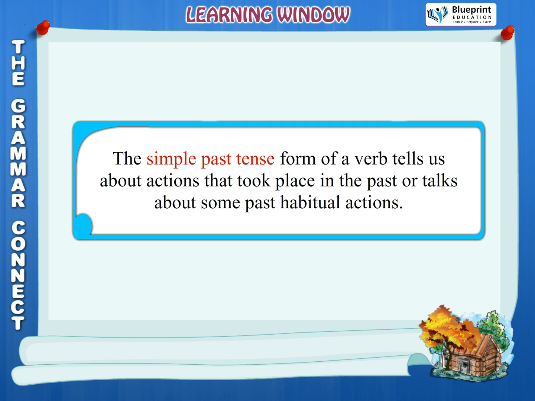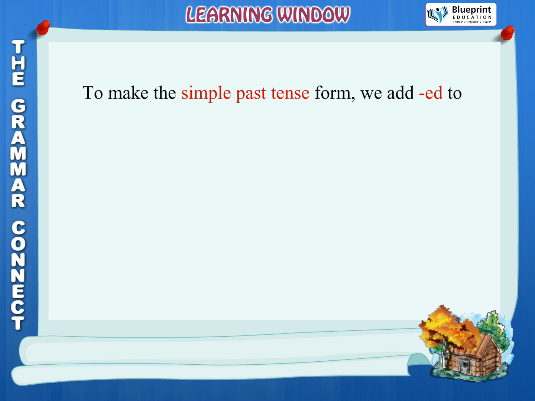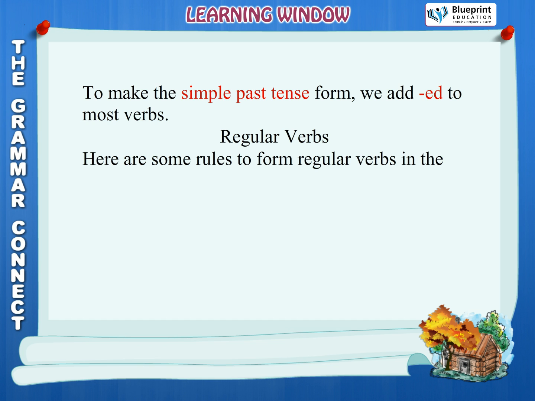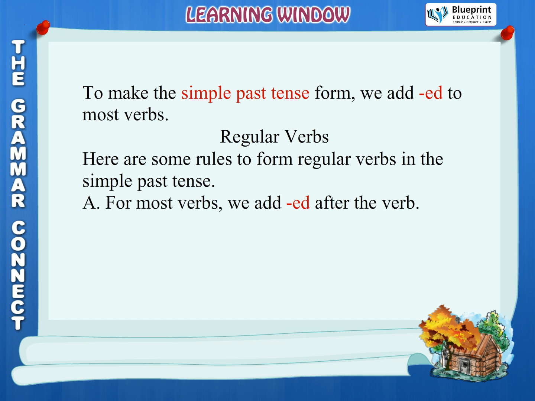The simple past tense form of a verb tells us about actions that took place in the past or talks about some past habitual actions. To make the simple past tense form, we add -ed to most verbs, regular verbs. Here are some rules to form regular verbs in the simple past tense. A, for most verbs we add -ed after the verb. Work, worked, walk, walked, laugh, laughed.